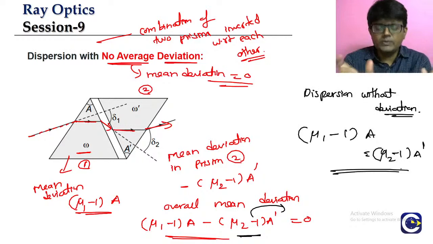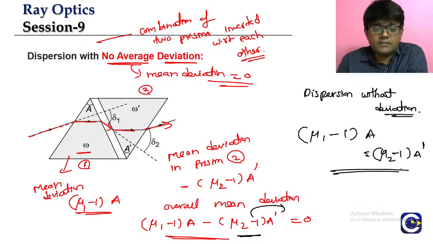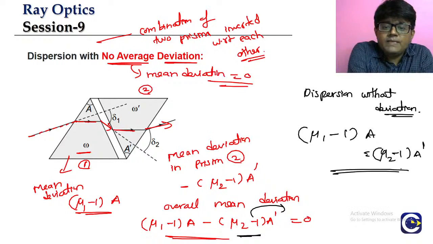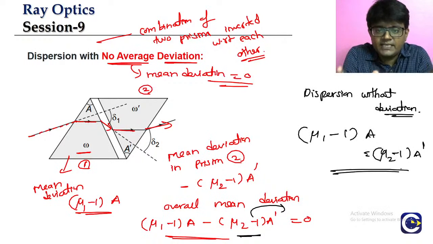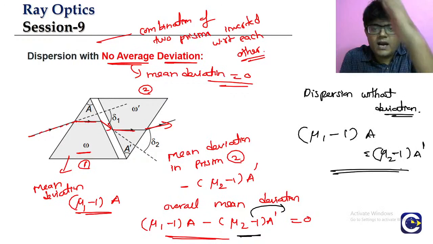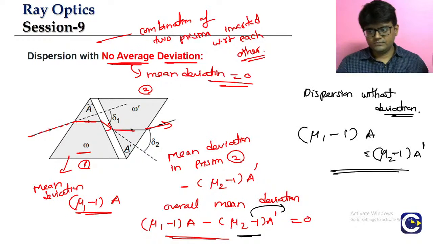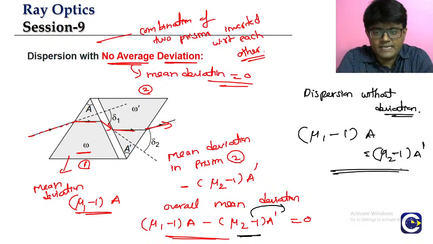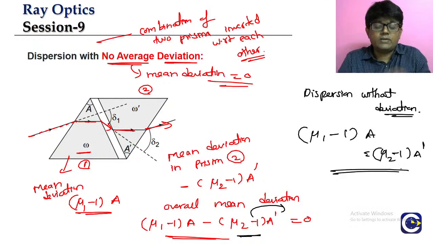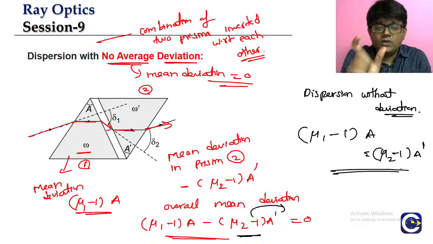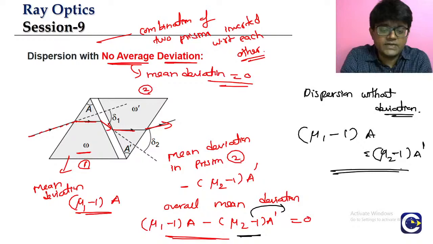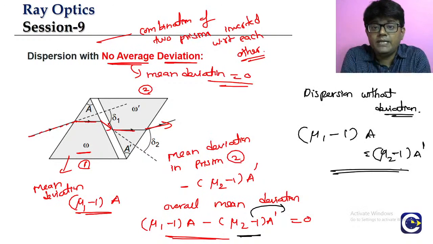Numerically, whatever the mean deviation value is here should be the same as the mean deviation in the other case, but because they are inverted with respect to each other, the deviation in one direction will be countered by the other prism. Magnitude wise, they should be the same. So what is the condition? The numerical value of the mean deviation in prism 1 should be equal to the numerical value of the mean deviation in prism 2.